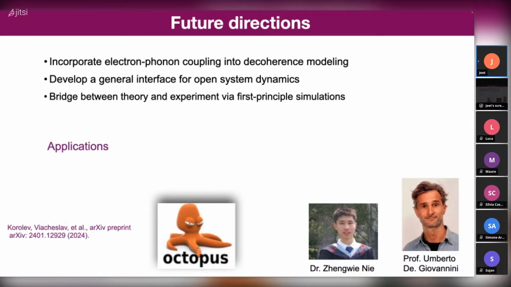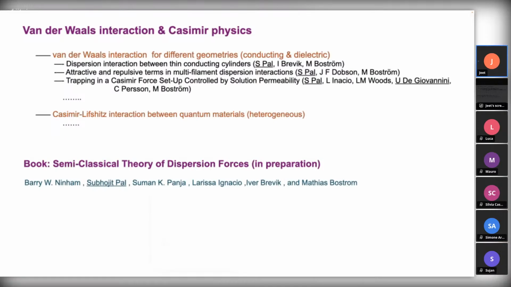As I mentioned, we are working in Octopus, and this is Chang Wei, his postdoc. And this is my other project. I'm quite interested in diverse fields like this. I'm doing van der Waals interactions in Casimir physics. So what I did, I calculated the van der Waals interactions for different geometries. It can be conducting, it can be dielectric. There are a few published papers, and here I'm writing a book in preparation. It focuses on the semi-classical theory of dispersion forces. That's all. Thank you.